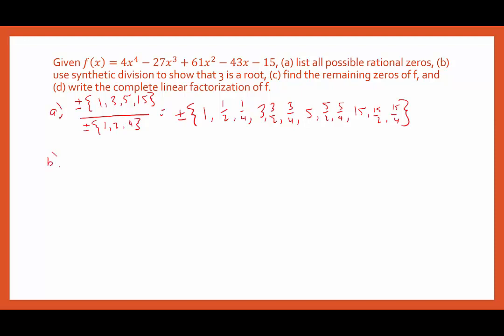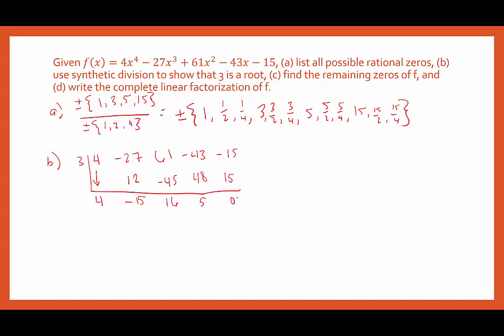Next, we're going to use synthetic division to show that 3 is a root. So we're going to list this out. We have 4, negative 27, 61, negative 43, and negative 15. Bring down the 4. That would be 4, multiply, that's 12. Add, that's negative 15. Multiply, negative 45. Add 16. Multiply 48. Add 5. Multiply 15. And 0, which is what we expected.